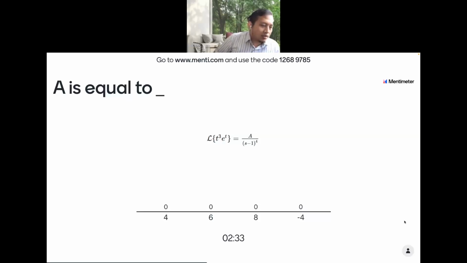Okay, we have Laplace, and then we have t cubed with e power of t, and the question is a is equal to, so we need to find what is a. Of course, it's a constant, but how to find that constant? We have around 2 minutes.